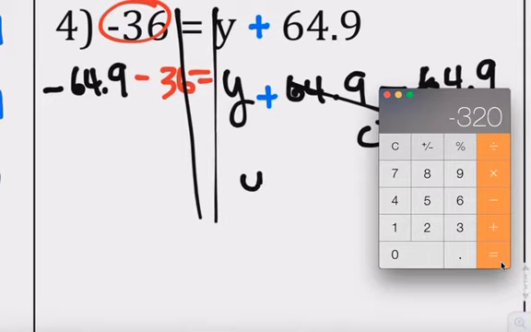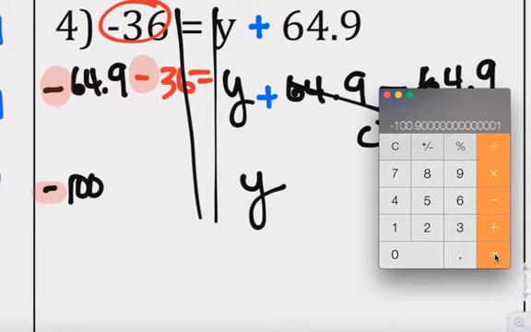y plus 0 is y, and these are two negatives. You add them together. 49.9 negative minus 36. 100.9. I don't know why the 0 at the end. Negative 100.9 is your answer.